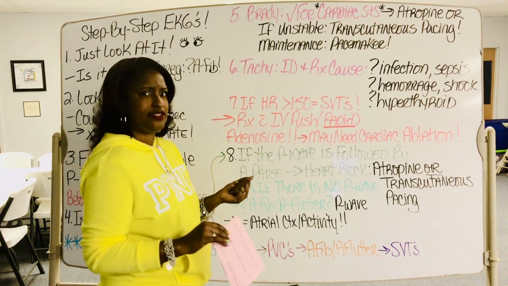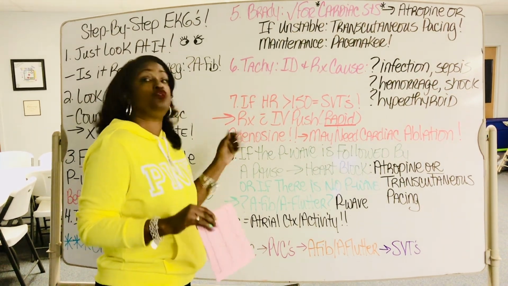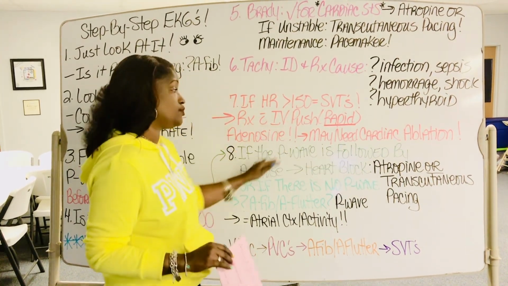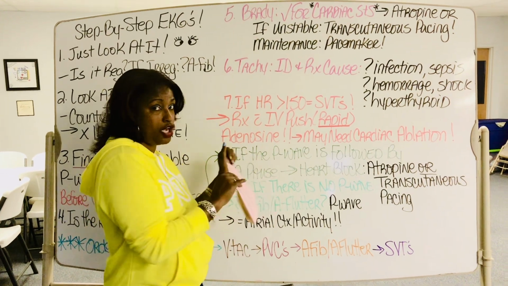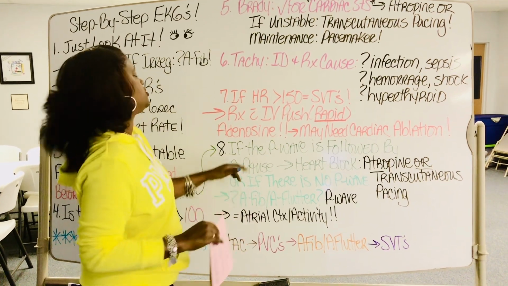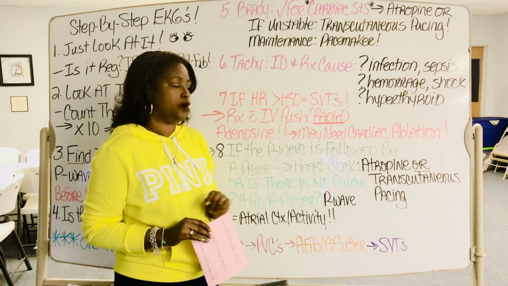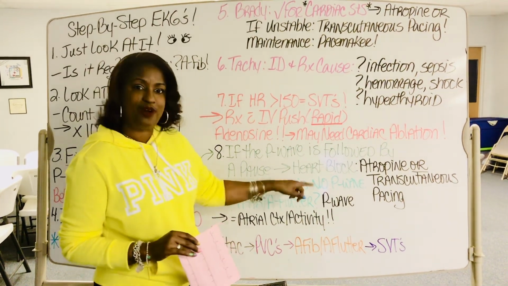Last but never least, remember that P wave? Oh, you thought I forgot? Oh, no. The P wave. You had to find a P wave. You had to make sure it was immediately right next to, close up, close and personal to the QRS. And if it wasn't up close and personal and there was a pause, it was heart block.